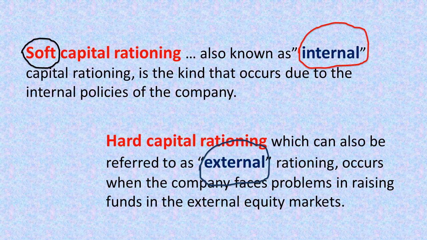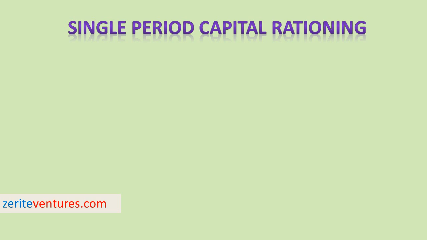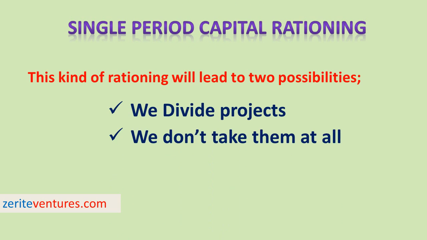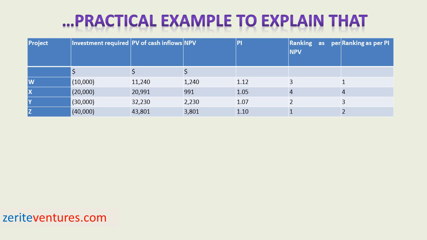There are many reasons contributing to this. So let's look at the second one. Single period capital rationing. The easiest and the most straightforward form of rationing occurs when limitations are placed on finance availability for a given financial year. This kind of rationing will lead to 2 possibilities. The first one being projects are divided, hence being done in bits, and the second one not doing the projects at all.